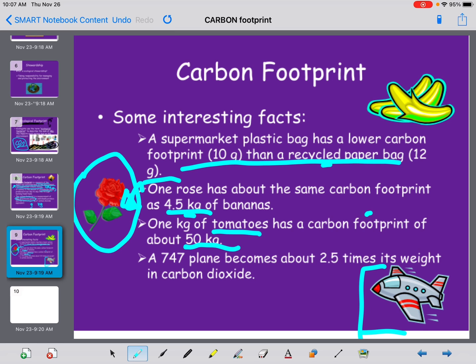But a 747 plane, these are usually the planes that go across oceans. So usually when they have one flight, the amount of weight that the airplane is, which is very, very heavy, is 2.5 times the weight of it itself. So basically more than double the airplane's weight is what the carbon dioxide footprint would be from one flight. So it is quite large.